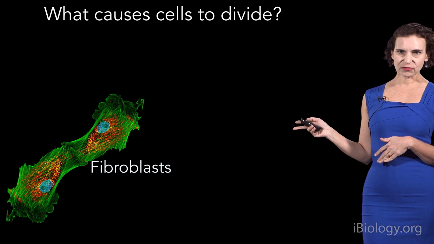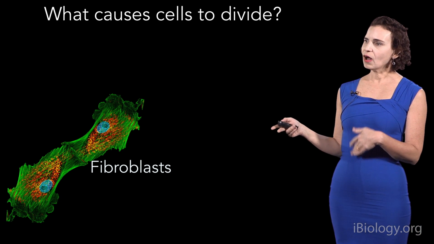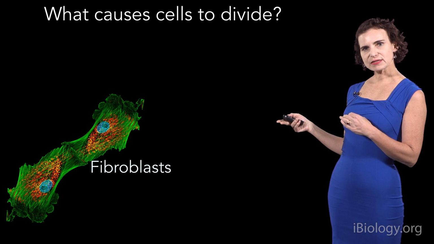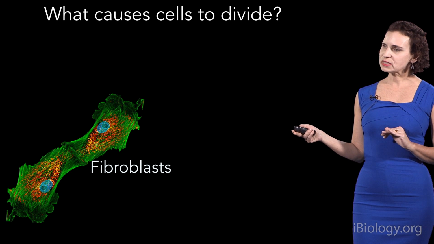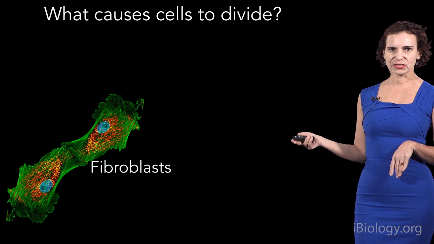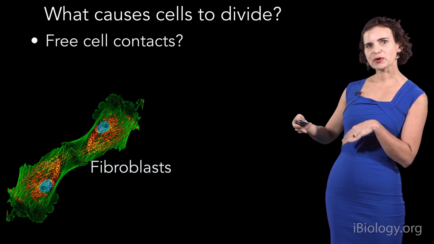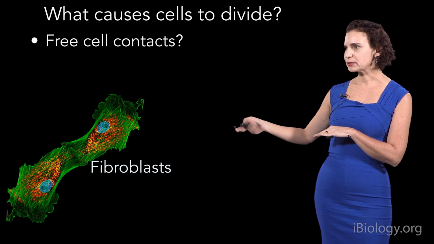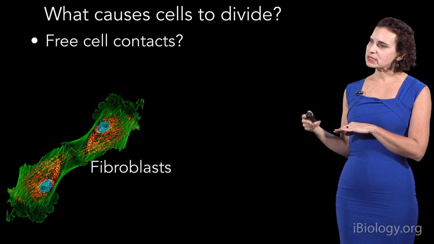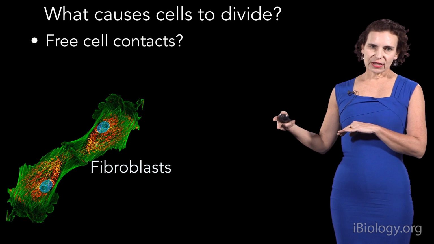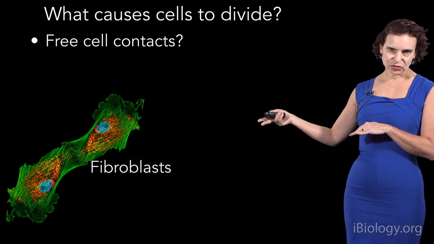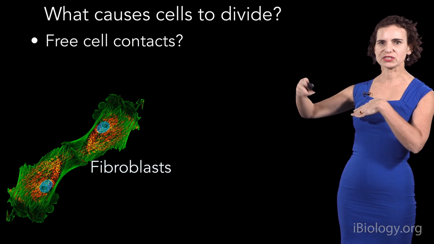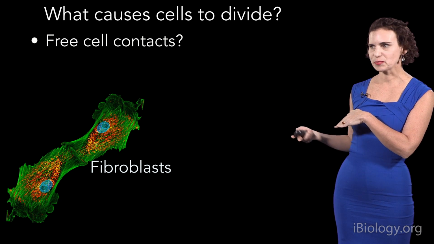Now, this idea of contact inhibition of cell migration also led people to think that maybe cell division was controlled in a similar way, so that cells would stop dividing when they came in contact with each other, but the free contacts were what allowed cells to go on and divide. And this really led to a lot of the thinking about how cancer cells are not controlled, because cancer cells grow on top of each other, and that is called loss of contact inhibition.